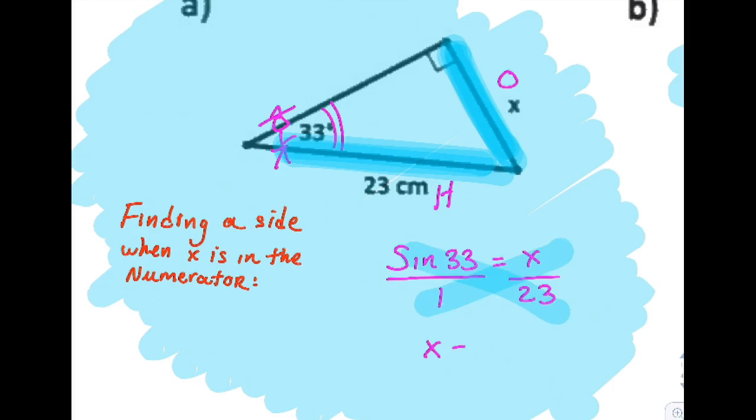X times 1 is x. And then on your calculator, you make sure it's in degree mode. You type in 23 times the sine of 33. And you get 12.53 centimeters.